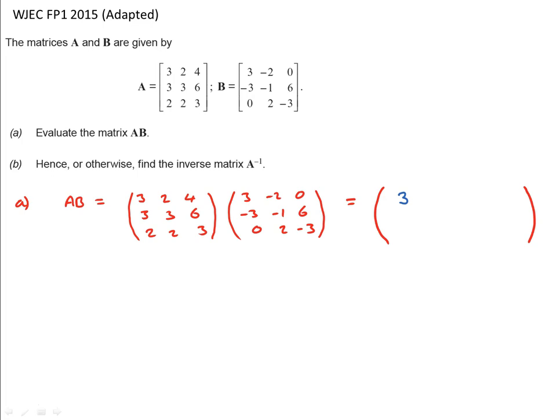If we now take the second row in A and multiply it by the first column in B, we've got 3 times 3, 9, added to 3 times minus 3, which is minus 9, added to 6 times 0, which is 0. So we've got 9, add minus 9, add 0, which is 0. And if we now do the third row in A, times by the first column in B, we've got 2 times 3 is 6, and we have to add 2 times minus 3, which is minus 6, and then we have to add 3 times 0, which is 0, so we've got 6, add minus 6, add 0, which gives me 0 again. We can carry on the multiplication process, and you can easily check the following figures yourself.